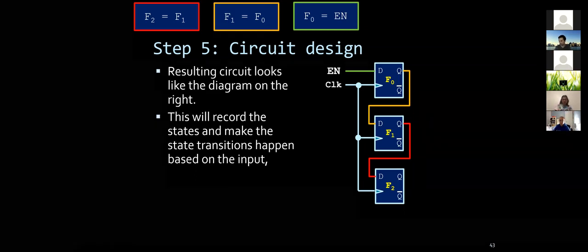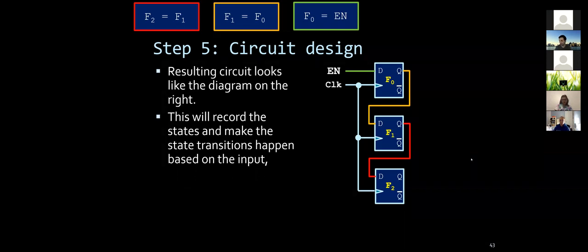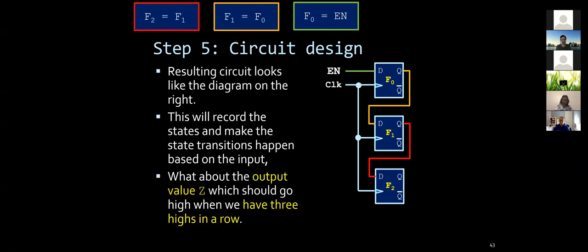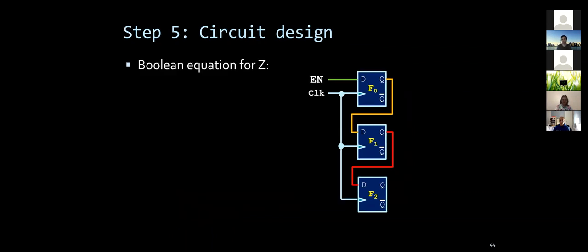Okay, yes, someone says output. So the question is, at the end of the day, I do all this to generate an output, right? Right now, this computes what I need, but it doesn't generate it anywhere. So what I need to add is a value z, the output, which should have a high value when we have three high values in a row. And what would be the Boolean equation for z? Well, it's essentially F0 and F1 and F2.